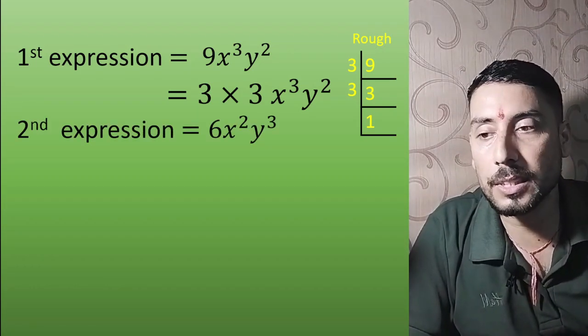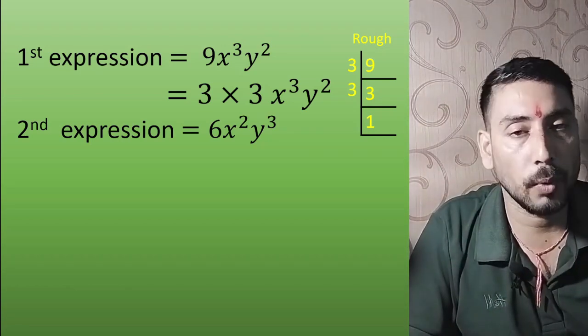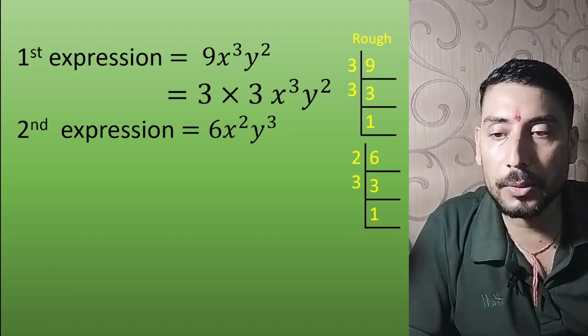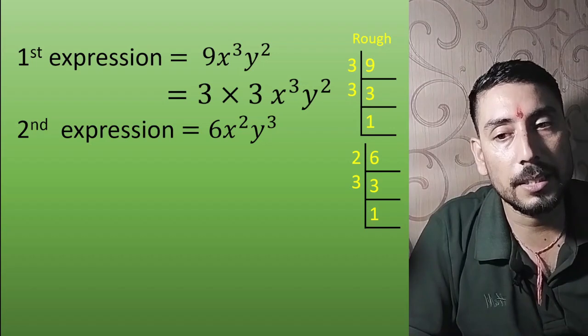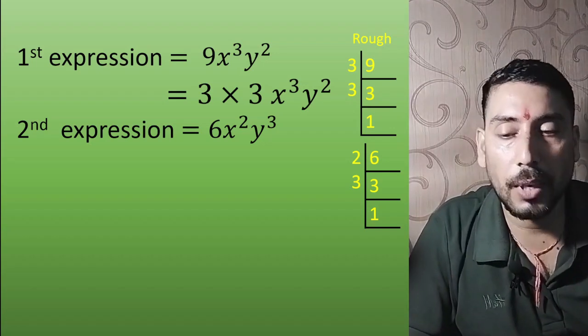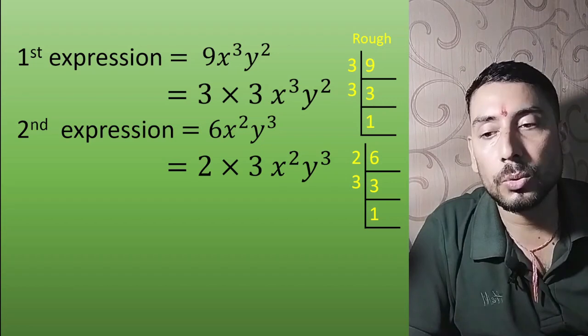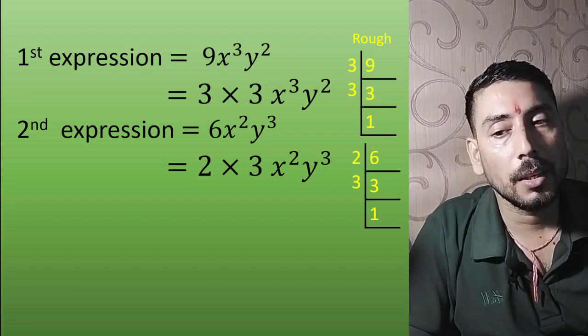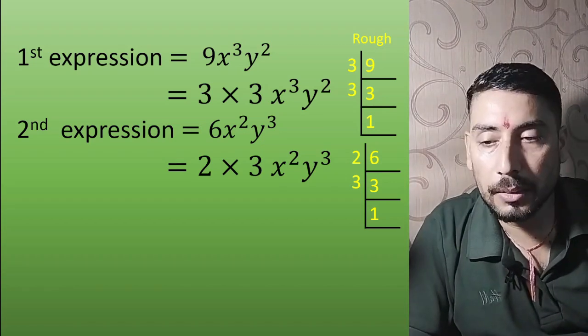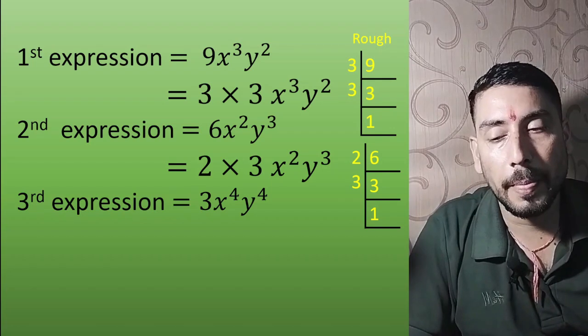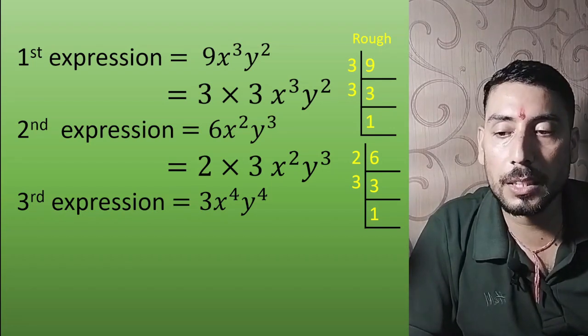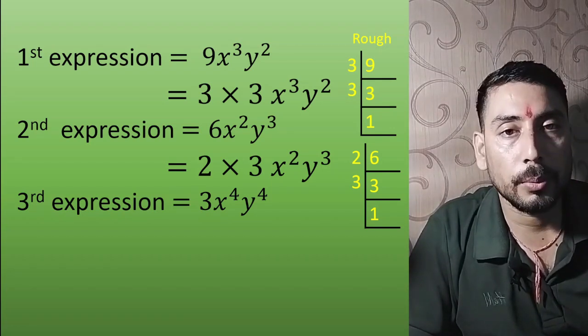Now let's go for the second. Second is 6x square y cube, and there you go. 6 can be factorized as 2 threes are 6, 3 ones are 3. That's why 6 becomes 2 into 3, x square y cube. Then we'll go towards the third expression. Third expression is 3x4 y4.